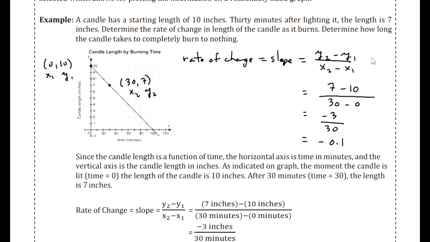The numerator y value is length in inches. So this is a change in inches on top, and then in the denominator we're looking at a change in minutes. We can use those units to help us understand this negative 0.1. This is negative 0.1 inches per minute.